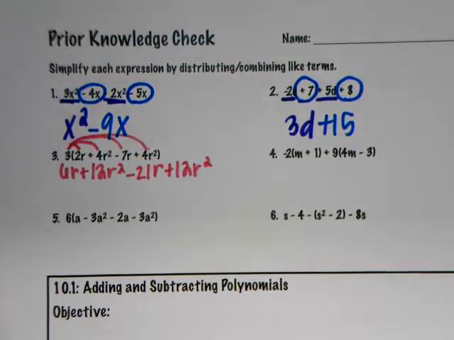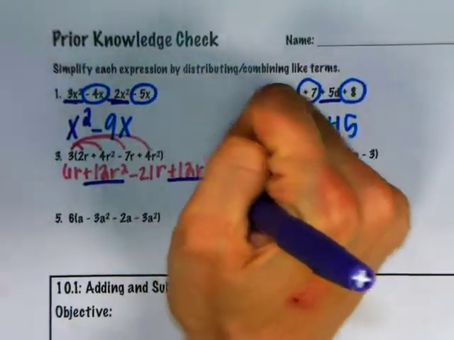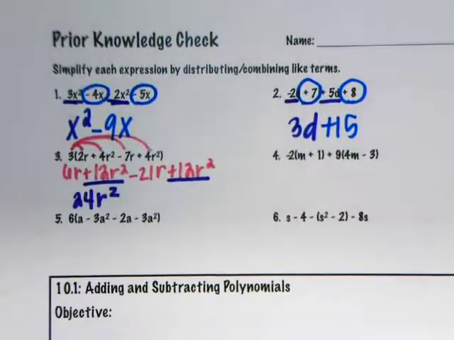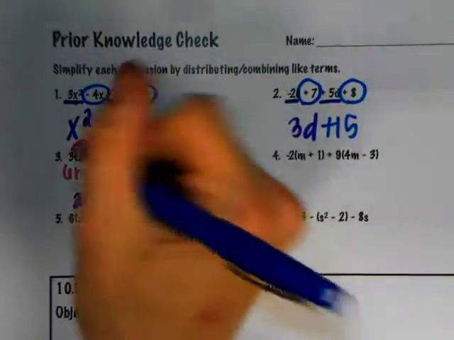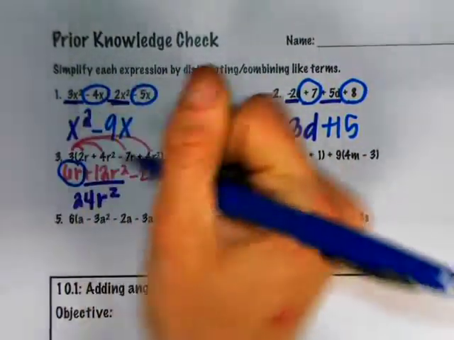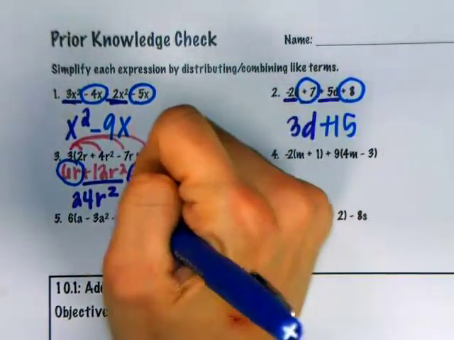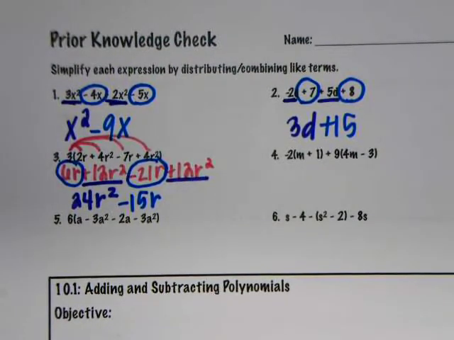Okay, then like terms. So I'm going to do the r squareds first. So I have 12r squared and 12r squared. What's that make? Yep, 24r squared. And then I have positive 6r with negative 21r. Yep, negative 15r. That's it. Good?